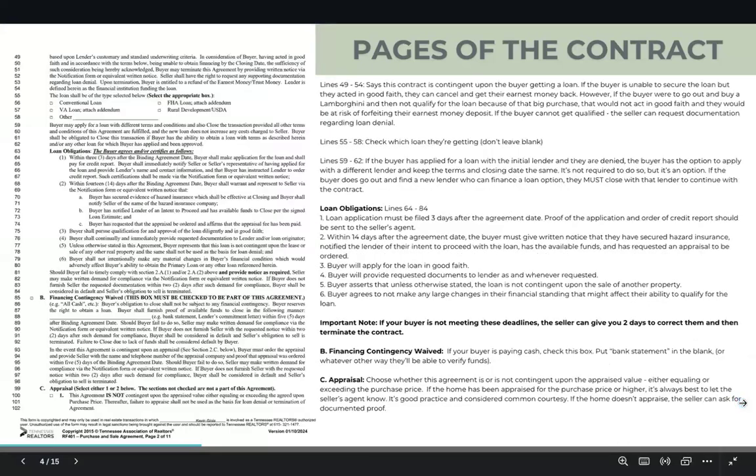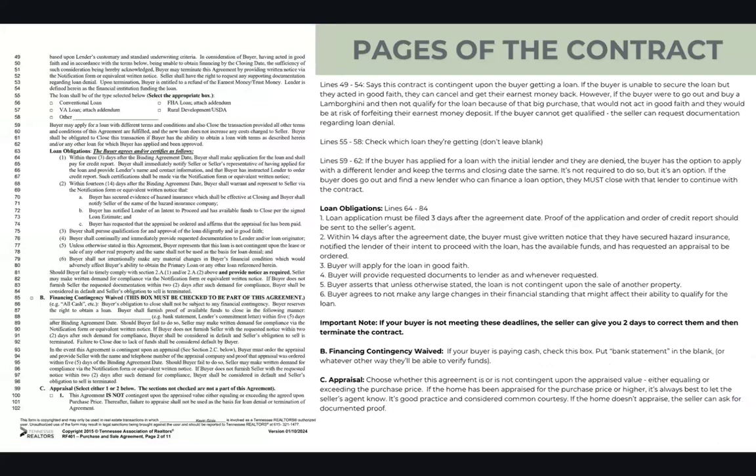Lines 49 to 54. This says that the contract is contingent upon the buyer getting a loan. If the buyer is unable to secure the loan, but they acted in good faith, they can cancel and get their earnest money back. If the buyer were to go out and buy, say, a Lamborghini and then not qualify for the loan because of that purchase, that would not be acting in good faith, and they would be at risk of forfeiting their earnest money deposit. If the buyer cannot get qualified, the seller can request documentation regarding the loan denial.